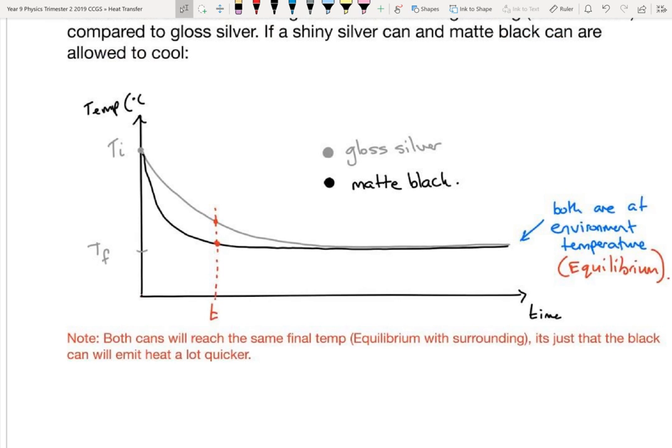Yep. Liam? The black one would cool quicker than the silver one? Yes, it would cool quicker. What else? Would both stop at one point? Yeah, they would both reach their environmental, the room temperature, the equilibrium. So they'd both get to the same temperature, but the matte black one would get there quicker. Yes? Oh, I was just going to say that's like one of the exact questions on the back. Good. Awesome. Well done. Good.